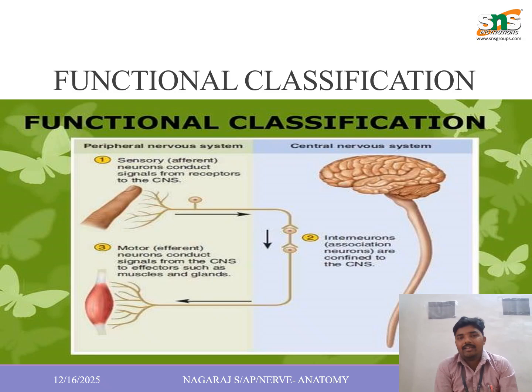Good morning, students. Today we will continue with the functional classification of the neuron. In this diagrammatic representation, you will see the peripheral nervous system and the central nervous system. The central nervous system includes the brain structure. The brain has four lobes: frontal lobe, occipital lobe, parietal lobe, and temporal lobe. These are the structures present in the lobes.